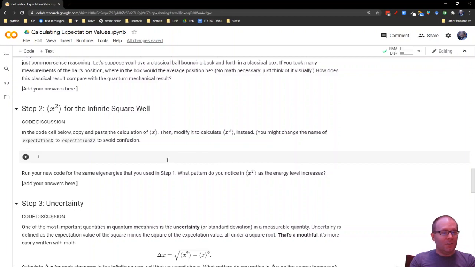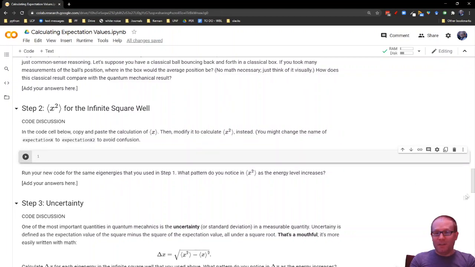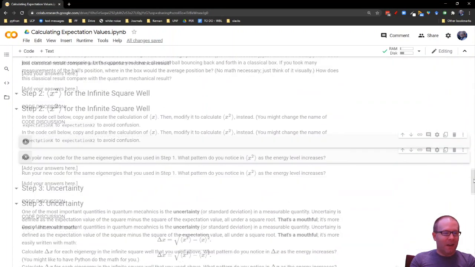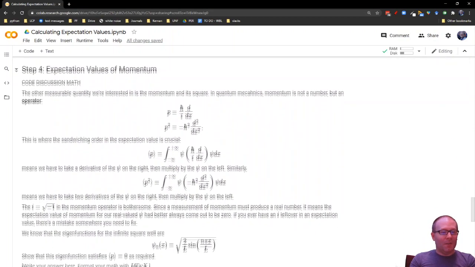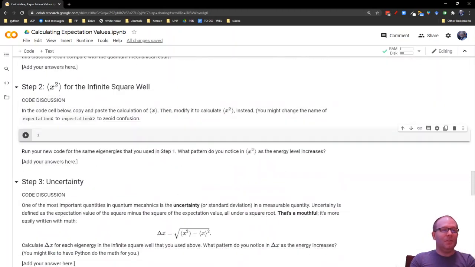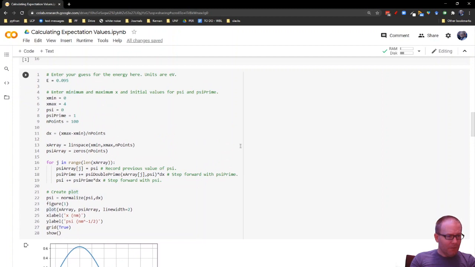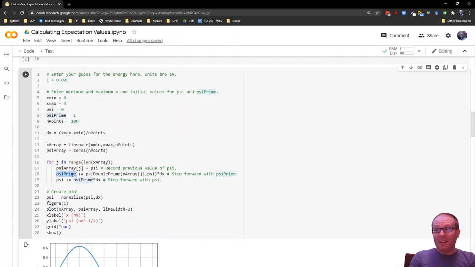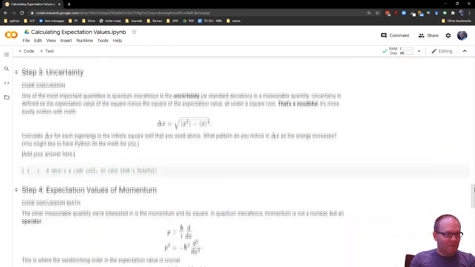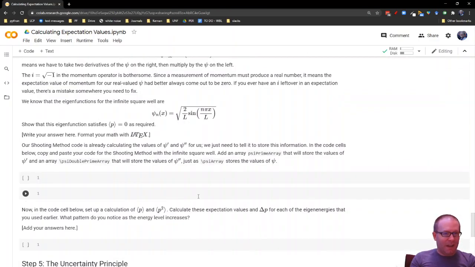Your next goal is to identify how to do this for the expectation value of x squared. You'll just copy this little code snippet here and change this x into an x squared. Pretty straightforward. Then comes the part for the momentum where you have to take the derivatives. So this is where you're going to have to actually go back up to the shooting method here. Remember, you are calculating psi prime, so that is information that you have. So what you'll do here is add an array to store psi prime.